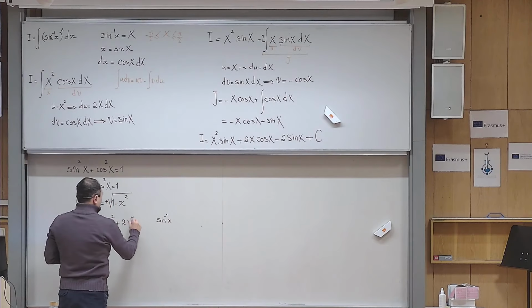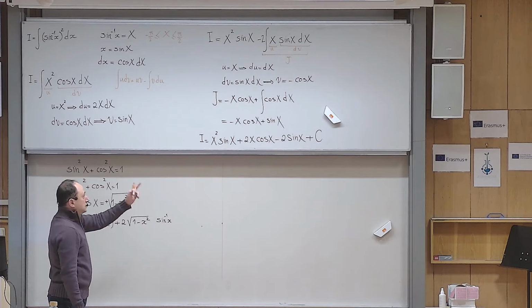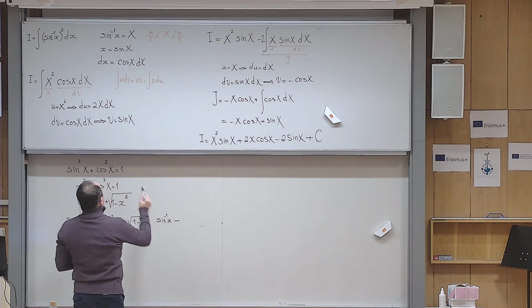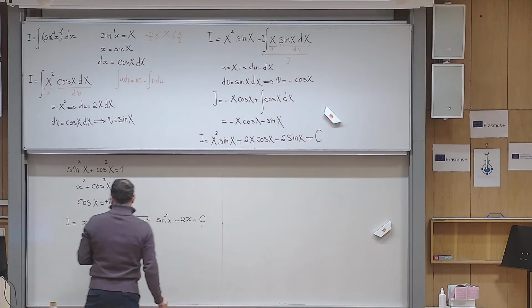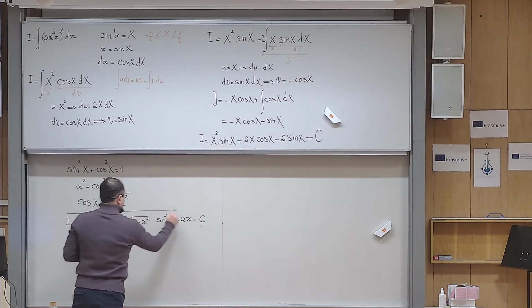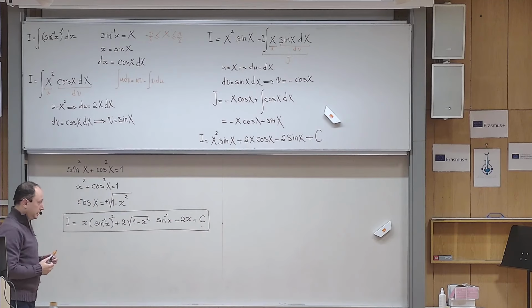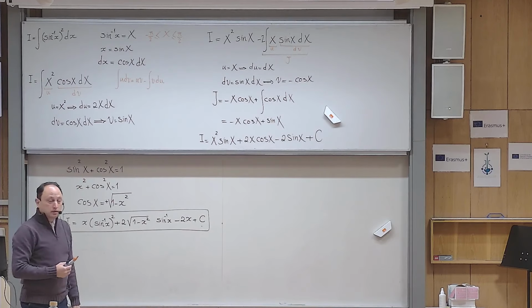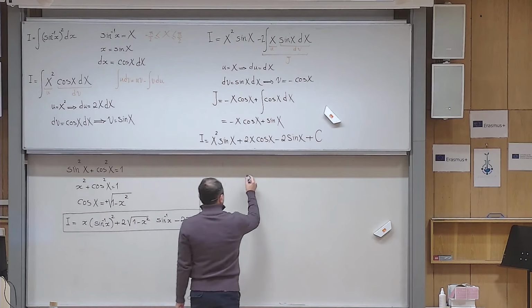So this becomes 2 times this. And then minus 2 sine x, which is again little x. And then I have a constant c at the end. So this is the answer to this integral. Okay? So you see here I used integration by parts 2 times. But if you don't mind, let me also tell you this so you can do it in one go.